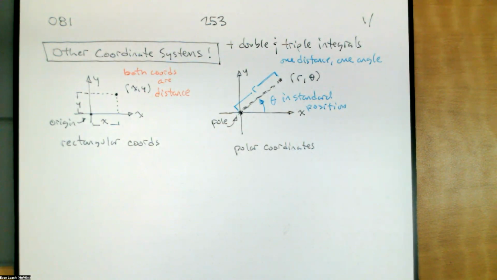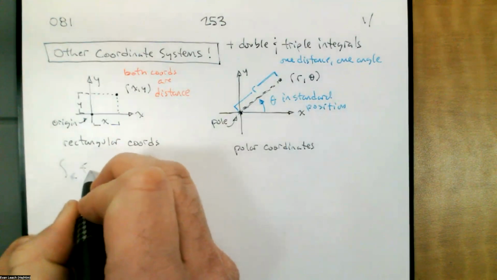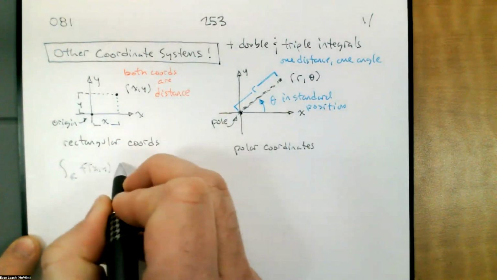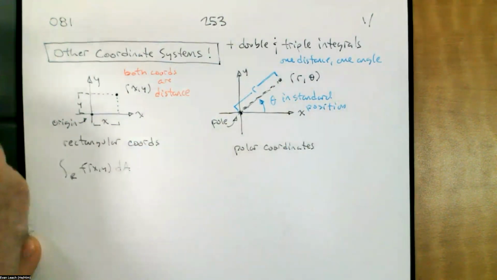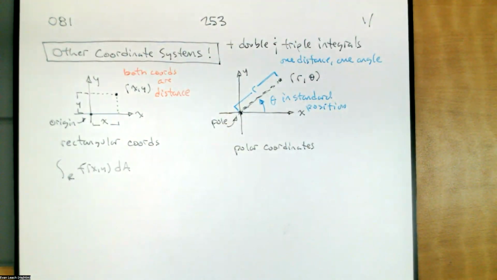Let's talk about why I'm pointing this out. It comes up when we think about double integrals, the integral over R of some function of x and y, dA. We know that dA is a little rectangle piece of R. dA is a small rectangular piece of R.